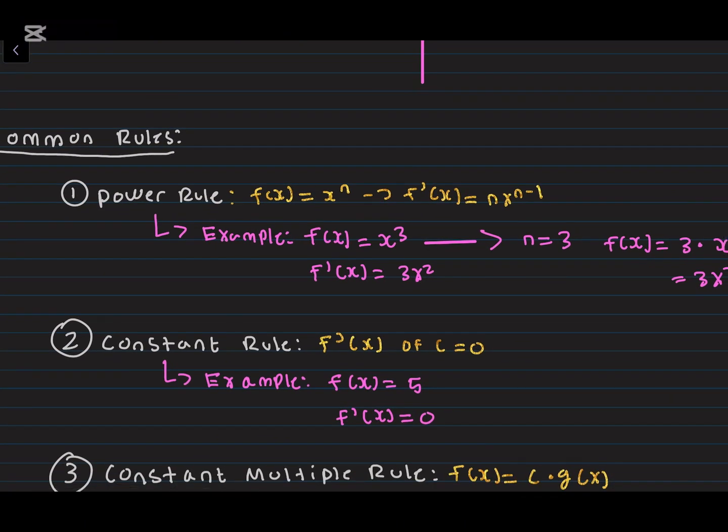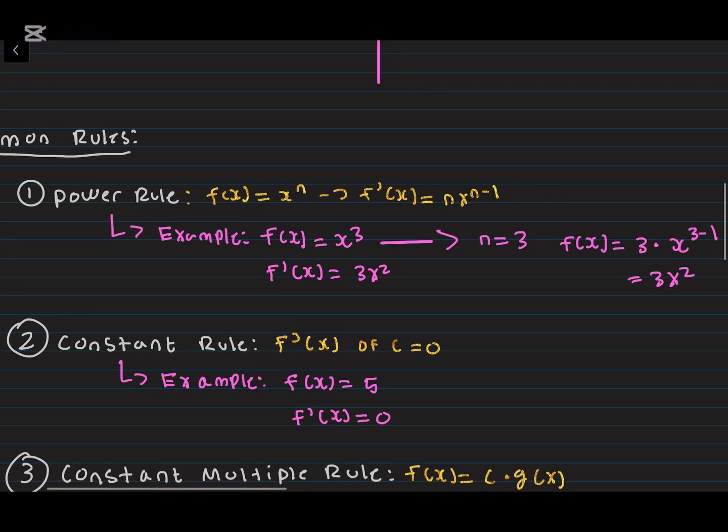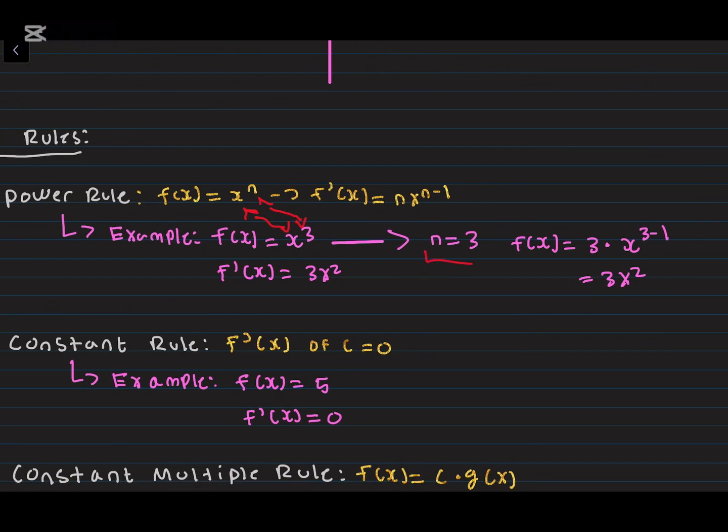You have f of x equals x cubed. In this case, if we're comparing this skeletal function to this function, then x is equal to x and n is equal to 3. So since n is equal to 3, when we're writing our derivative, this will be equal to n times x to the power of n minus 1. So 3 moves to the front and multiplies the x, and then the exponent is also subtracted by 1. And then you have your final derivative.